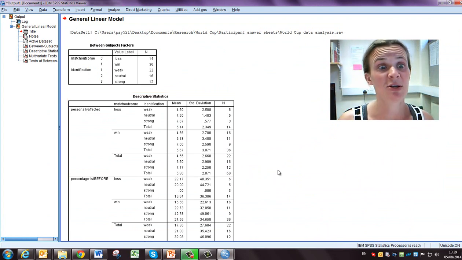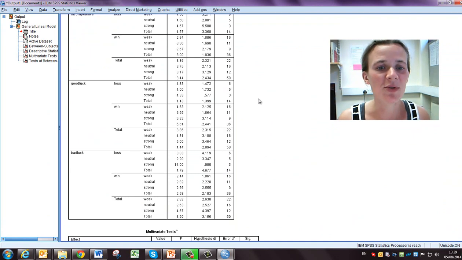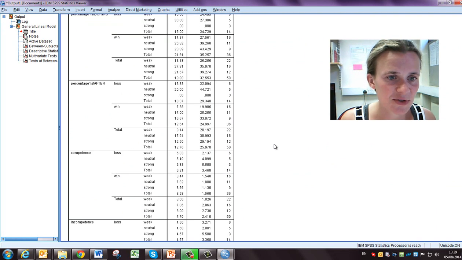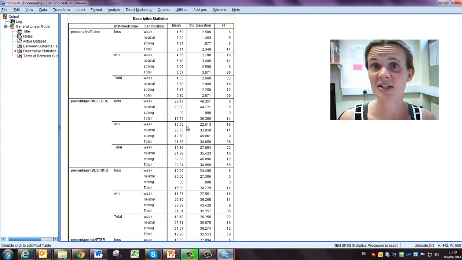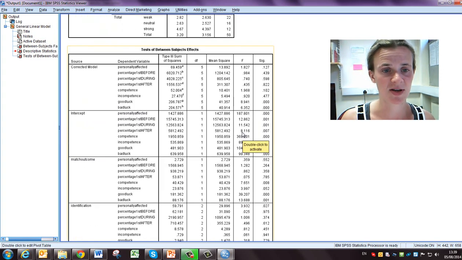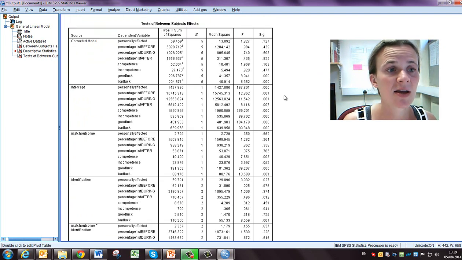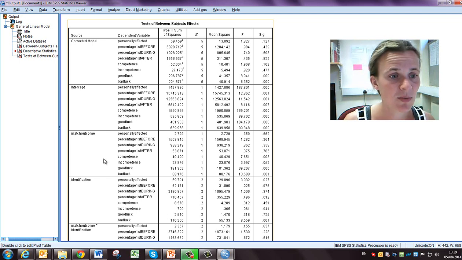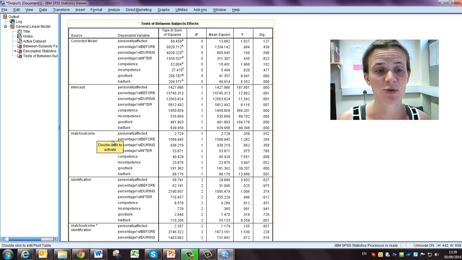Now it gives you lots and lots of output, and it's tantalizing. You have to scroll through all this before you get to the exciting bit. So these are all the means and standard deviations. Multivariate tests you can delete because it's rarely ever meaningful. This is what we want to be looking at, the tests of between subject effects. You do not need to look at this row, you do not need to look at this row, but match outcome, that's our first independent variable, that's where we want to start.